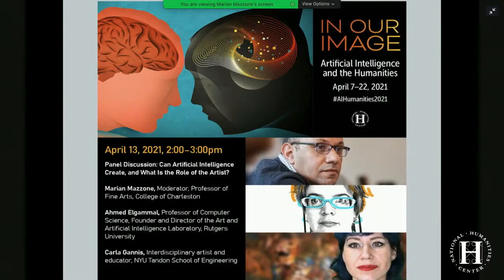And so part of what we want to do today also is highlight the exhibition that is part of this program for the conference at the National Humanities Center. And so we will also be talking about specifically some of the work in that show and tying some of our comments about AI and art to actual examples of works of art, which is always a very important thing to do.